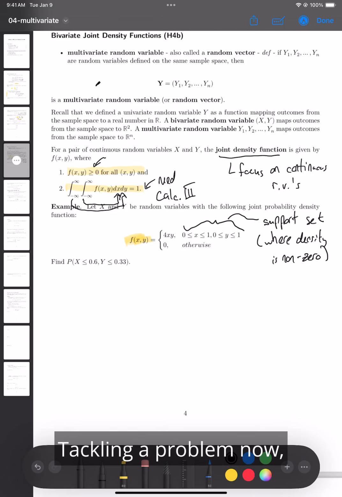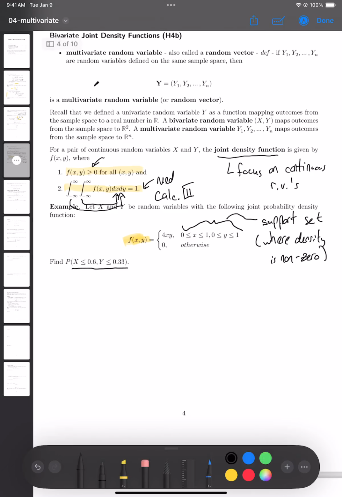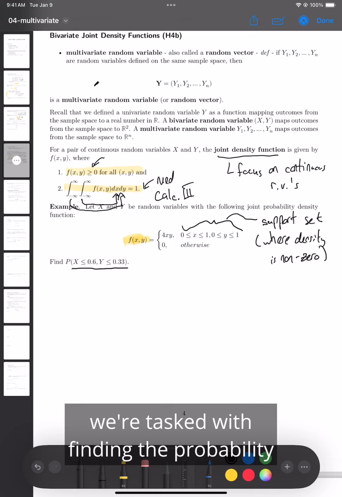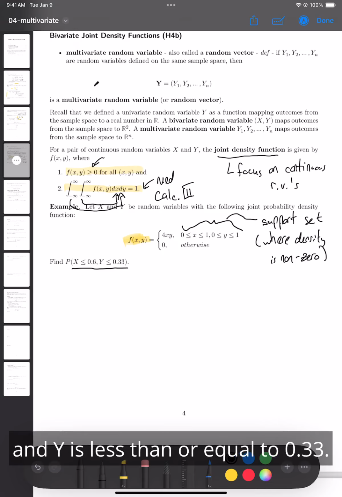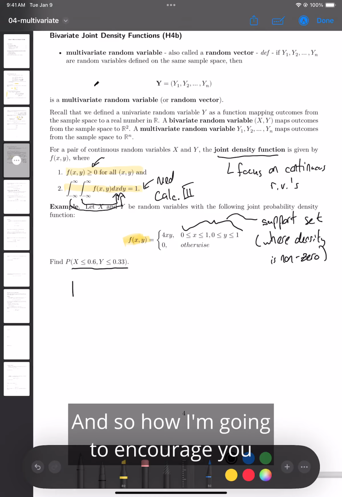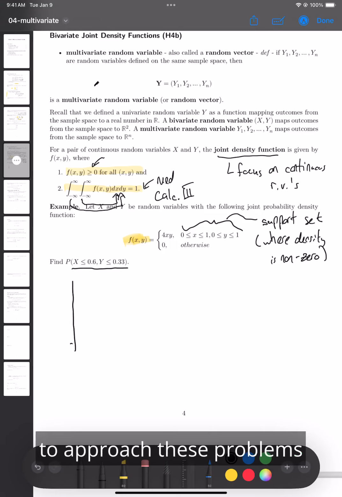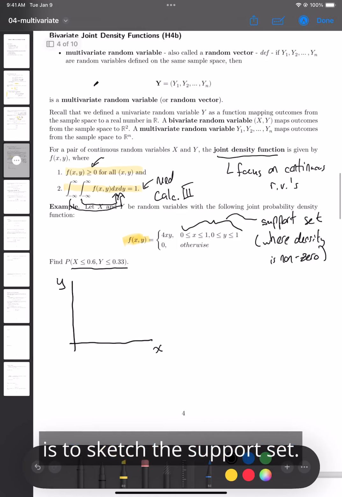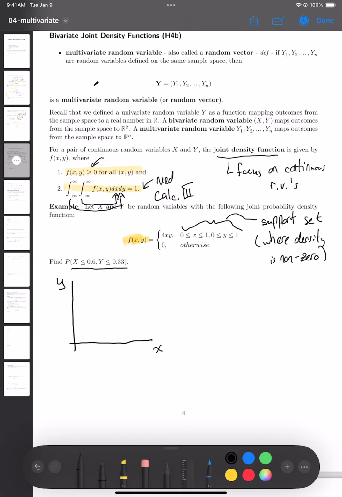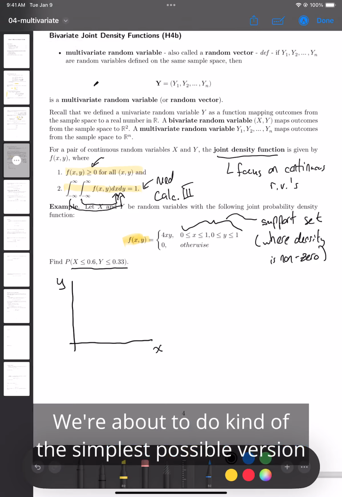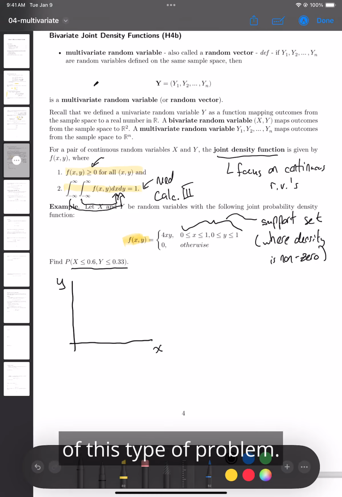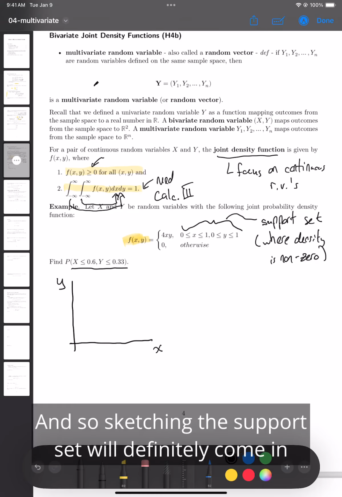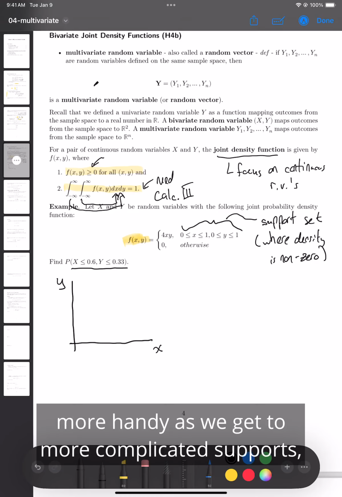Tackling a problem now, we're tasked with finding the probability that x is less than or equal to 0.6 and y is less than or equal to 0.33. And so how I'm going to encourage you to approach these problems is to sketch the support set. We're about to do kind of the simplest possible version of this type of problem, and so sketching the support set will definitely come in more handy as we get to more complicated supports.